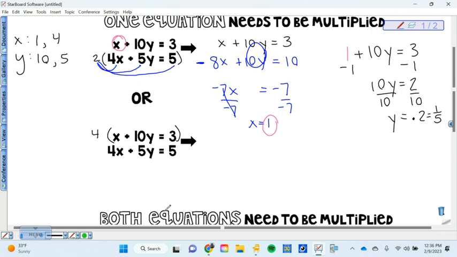And let me show you something else. Instead of just multiplying this by 4, I could choose to multiply it by -4. And watch what happens. So -4 times x is -4x. -4 times 10y is -40y. -4 times 3 is -12. My second equation stays the same. And so why do you think I multiplied by -4 instead of a +4? So you could add. So I could add these two together instead of subtract them.